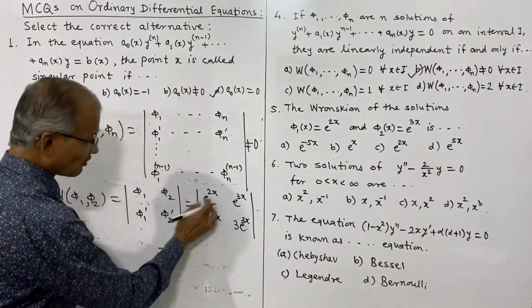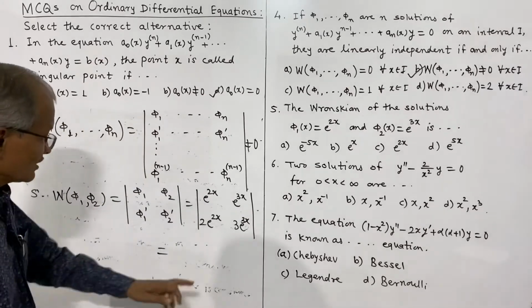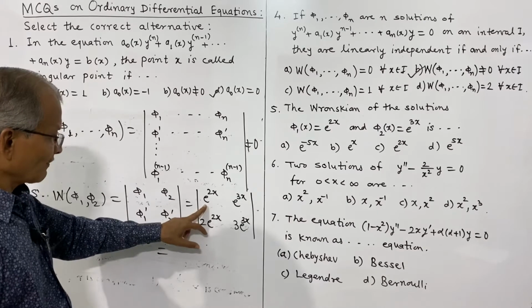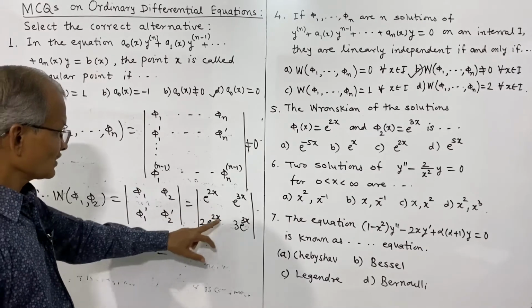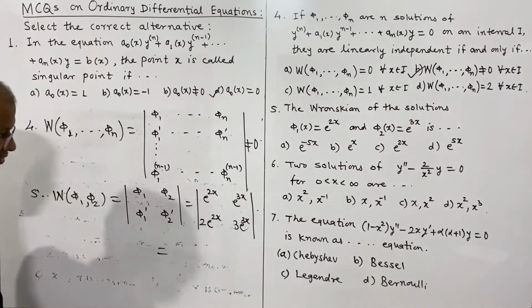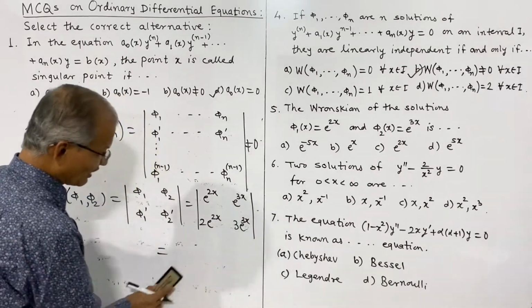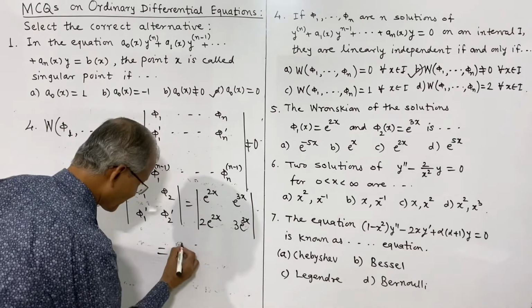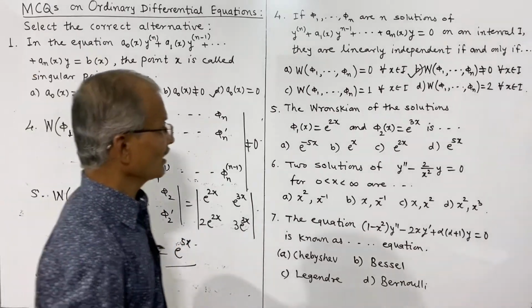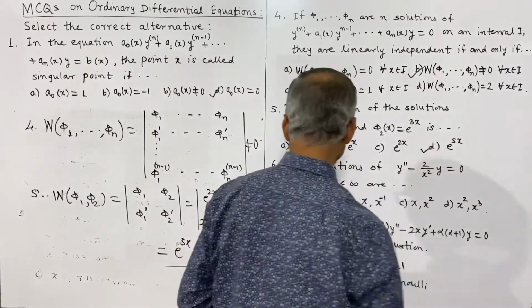And you see, what is the value of this? This will be 3 times e to the power 5x minus 2 times e to the power 5x. So 3 minus 2 means 1 times e to the power 5x, expansion of this determinant. So this is the answer, and that is the choice D.